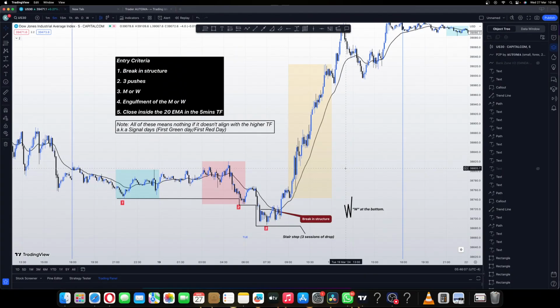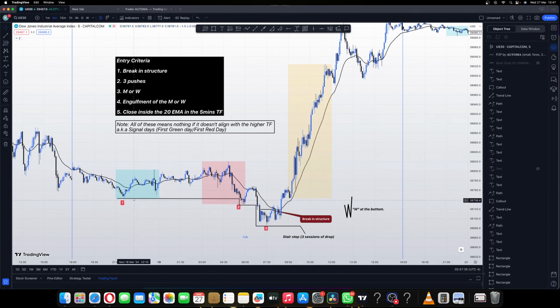Note, first of all, none of these things mean anything if they don't align with the higher time frame, aka the signal days. You know what I mean? So it has to be coming off of a first green day or a first red day. Those are the two I've taught so far. Today's example is coming off of the first green day, meaning we're looking for a buy low or opening session in the New York session.